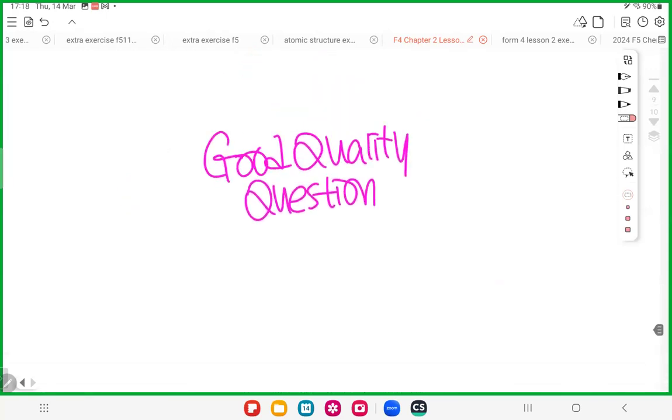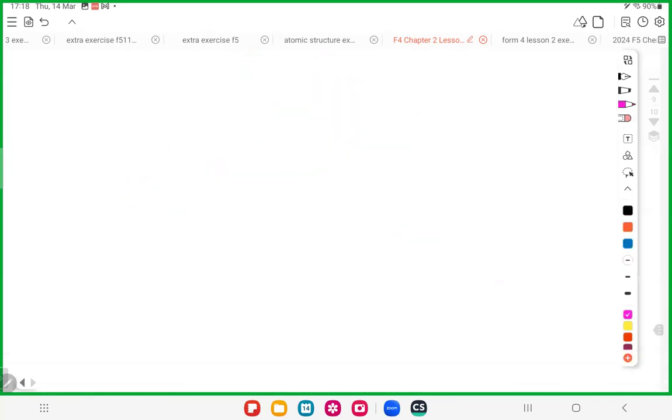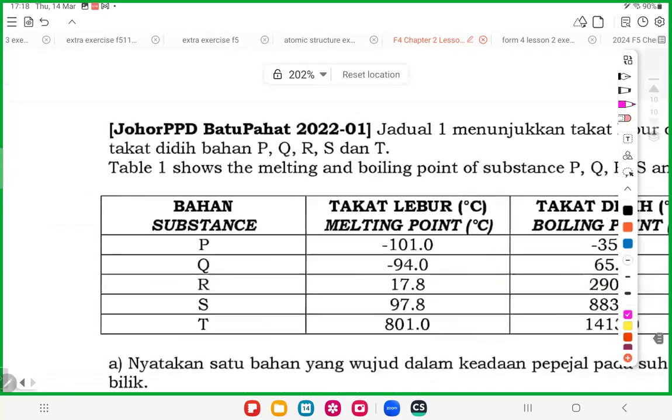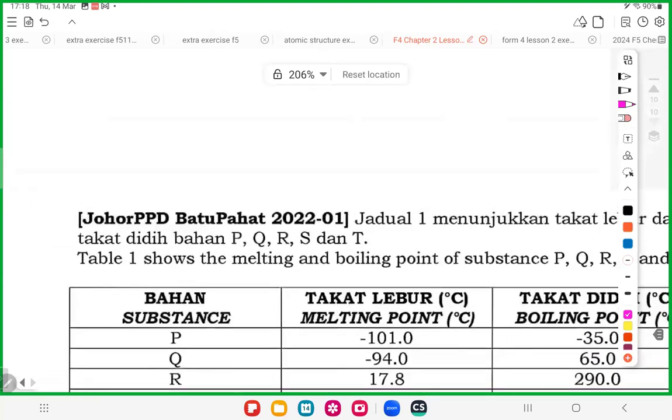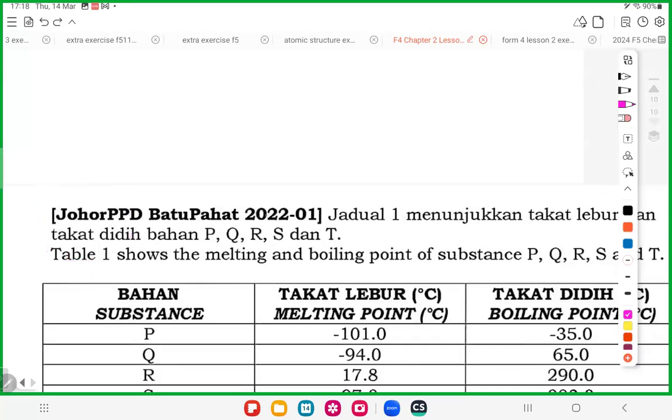So anyway, let's look at here. This question that I want to show you is from a real trial exam paper, a trial exam paper from Johor in the year 2022. I want you all to participate and go along with me. So guys, just try, no problem. No harm trying. Don't be afraid of making mistakes. It's okay. Most importantly, you learn from it.